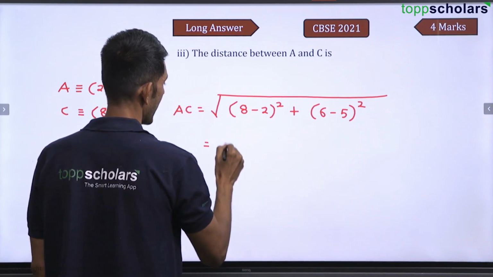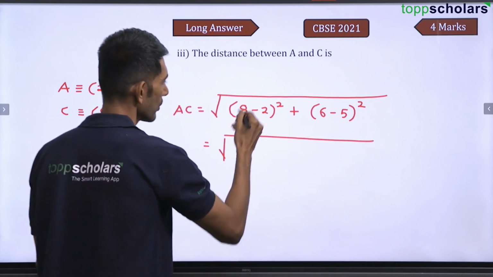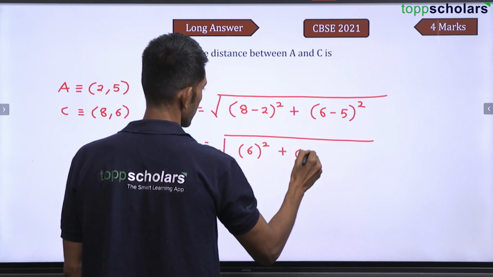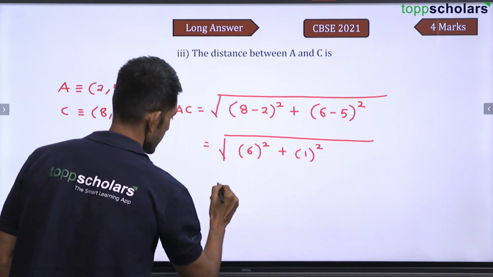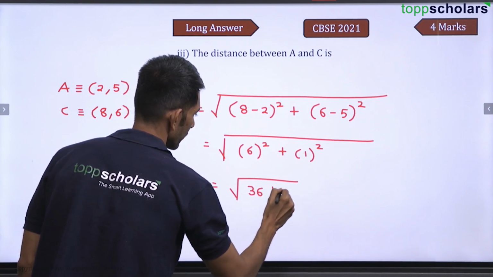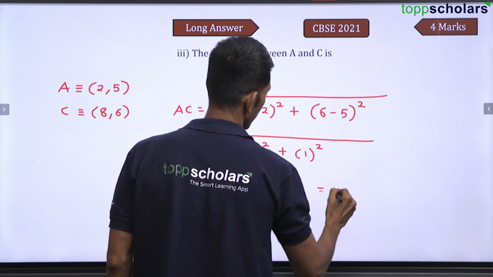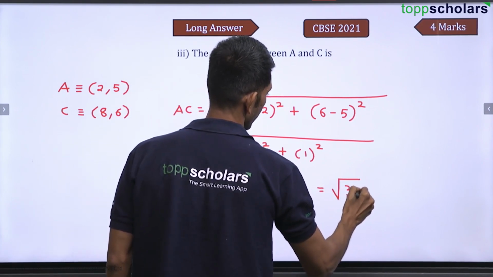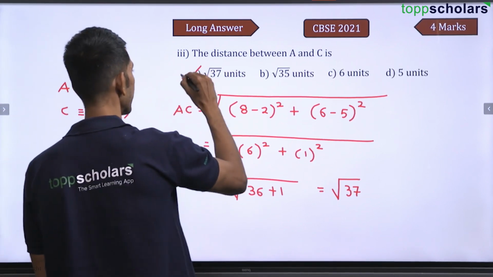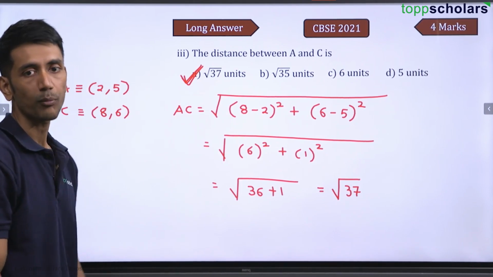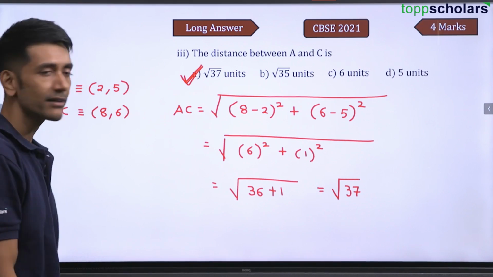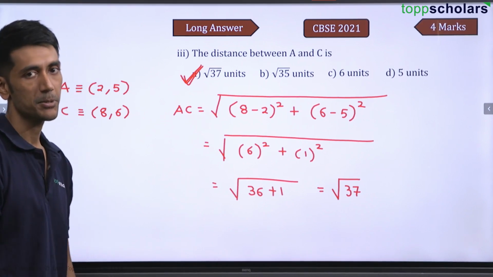Correct? That gives you under root of 6 square plus 1 square, that is equal to under root 36 plus 1, and 36 plus 1 is under root 37. So let's check if we have under root 37. Yes, the first option itself is under root 37, and that is the correct option. I hope you are understanding this question. Easy, isn't it? So under root 37 is the distance between the two points A and B.